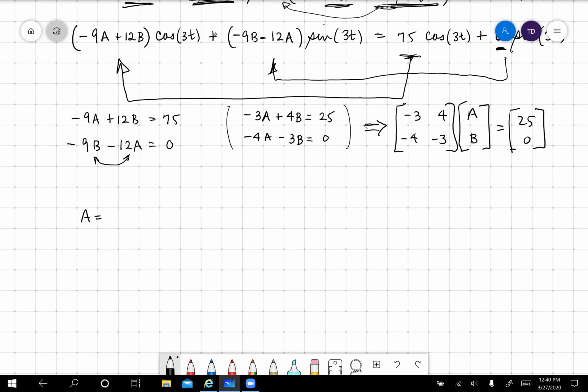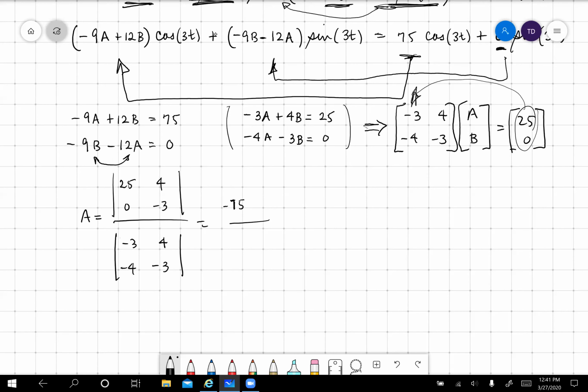We get a equals, I always start with the denominator because I just copy these numbers over. And then in the numerator, I'm going to replace these numbers here. They're going to go in the column of the numbers that multiply a. 25, 0, 4, minus 3. This is equal to minus 75. Minus 75 minus 0 over 9 plus 16. 9 plus 16 is 25, minus 75 divided by 25. If I did my math correctly, this is equal to minus 3.